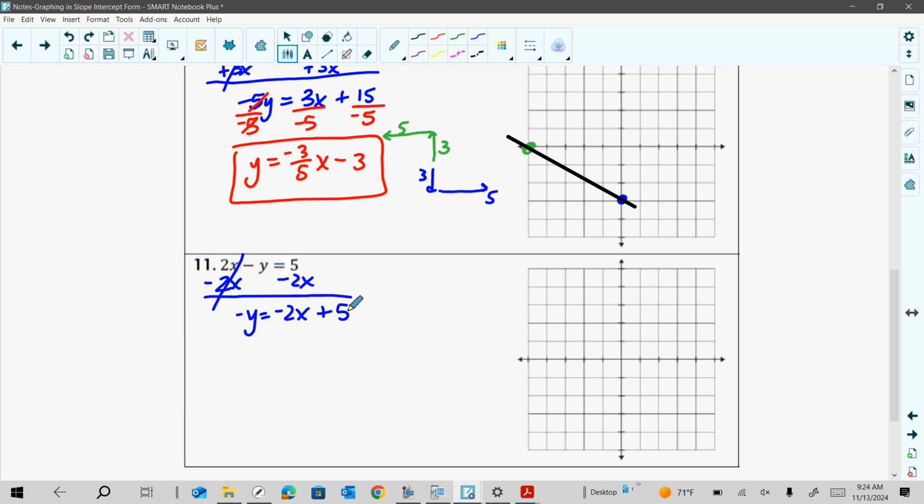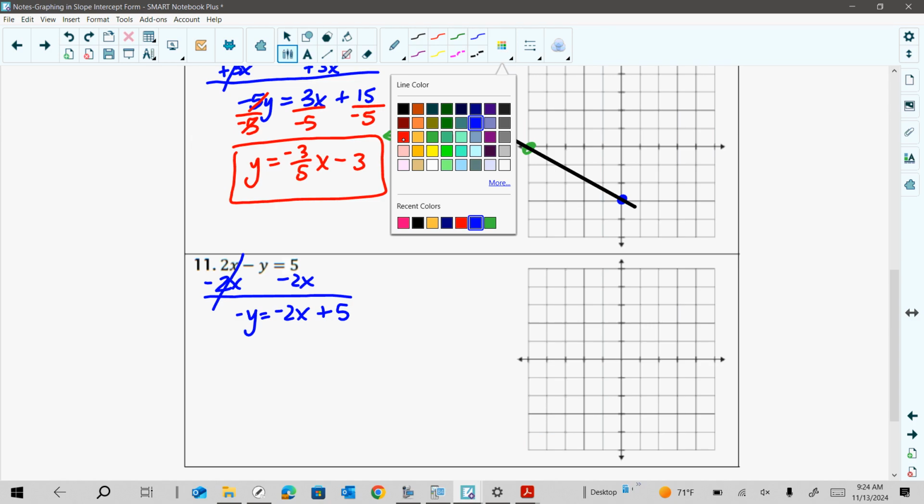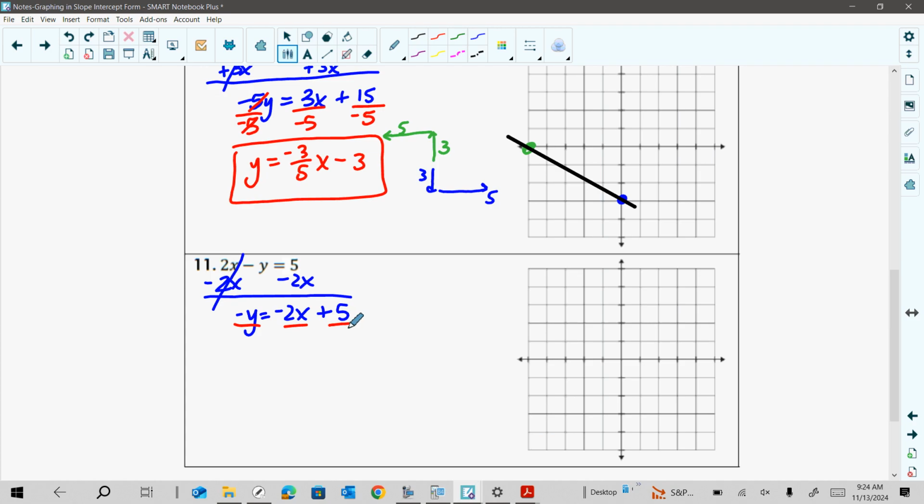All right. Now, do we remember what happens when we have this negative here? How to get rid of it? You divide everything by negative 1. Because a negative divided by negative turns into a positive. So y equals, what's going to happen to our x term? Yeah, positive 2x, okay? And then our constant here. Yeah, minus 5. Negative 5 will become a minus 5.